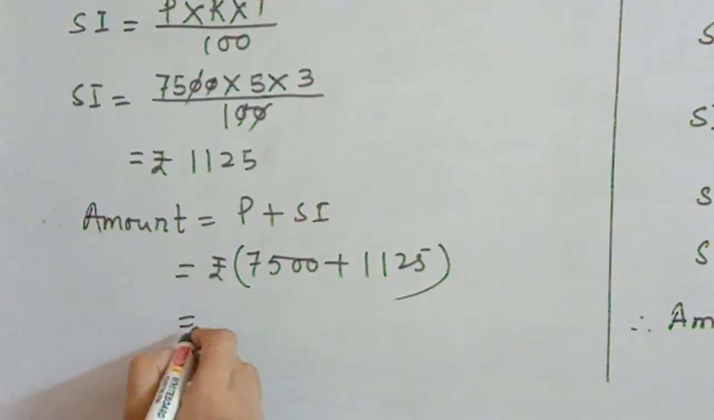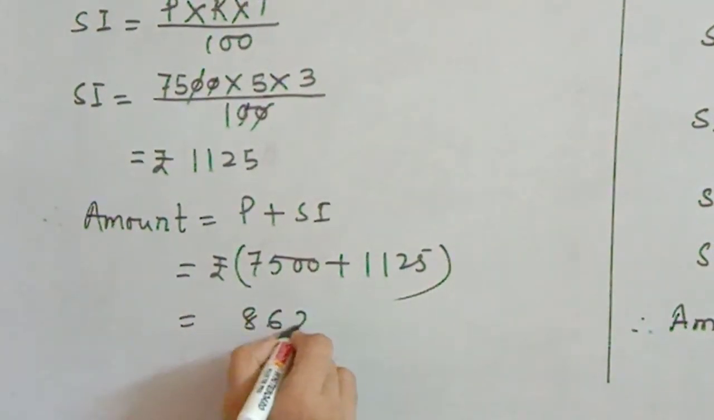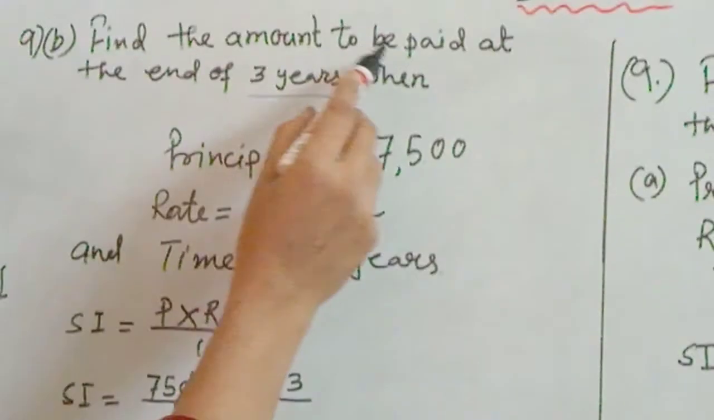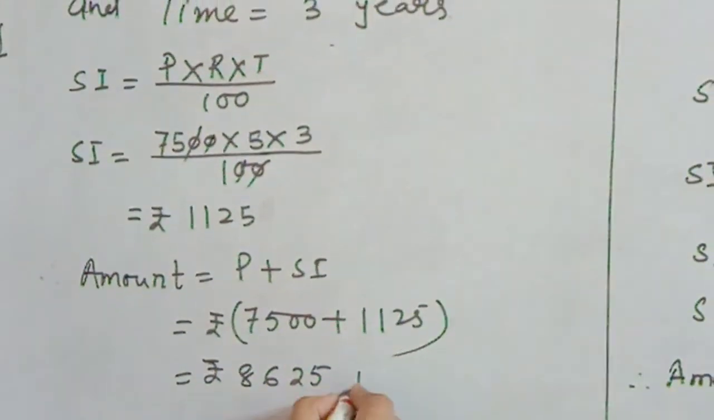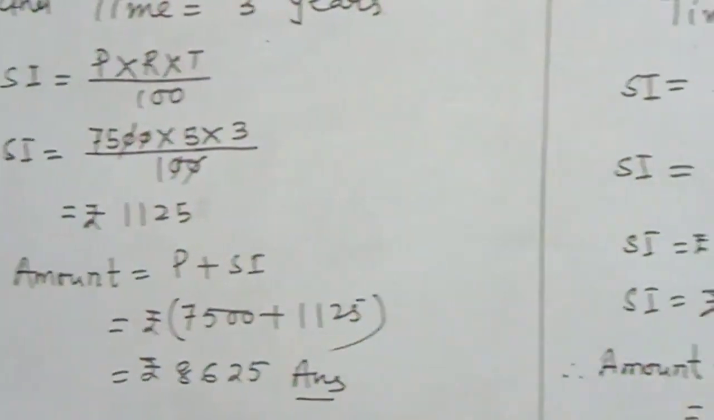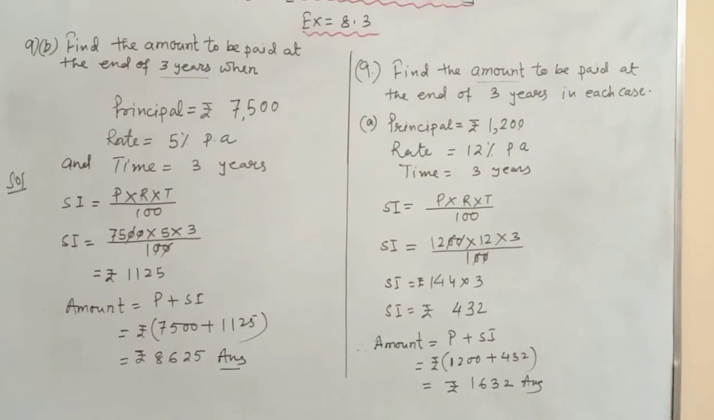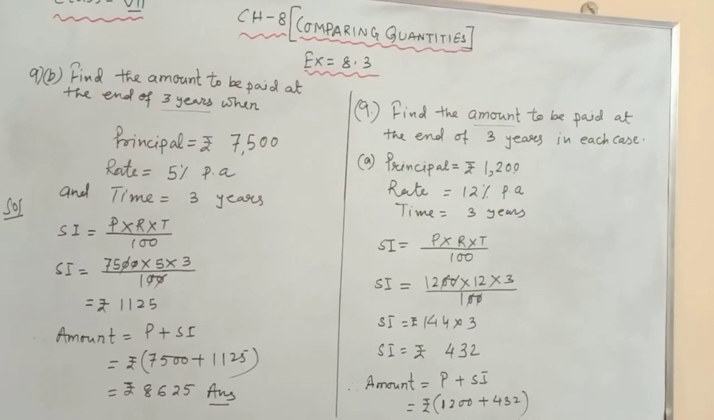Add this, you will get 8,625, and this is the amount at the end of 3 years. So the amount at the end of 3 years is rupees 8,625. Sums are easy, but you have to clear the concept first: how to find the simple interest and how to find the amount. Practice these, students.